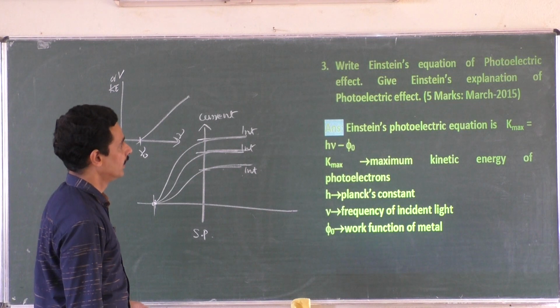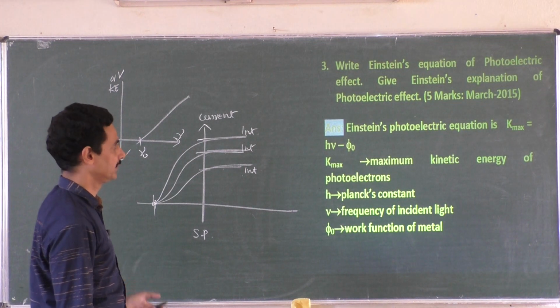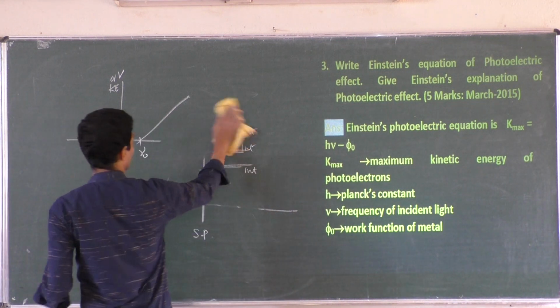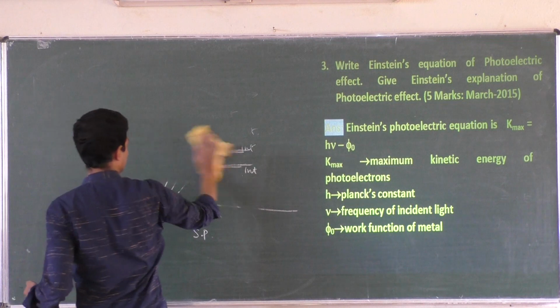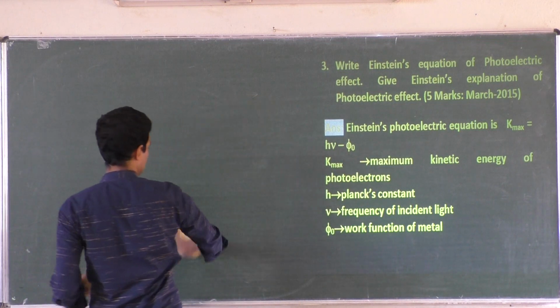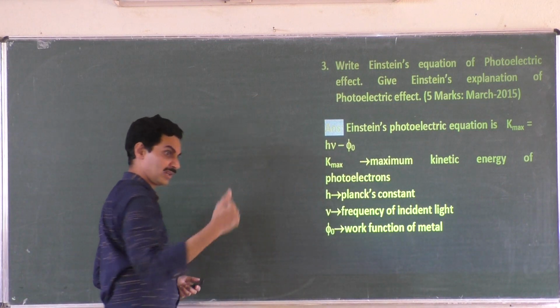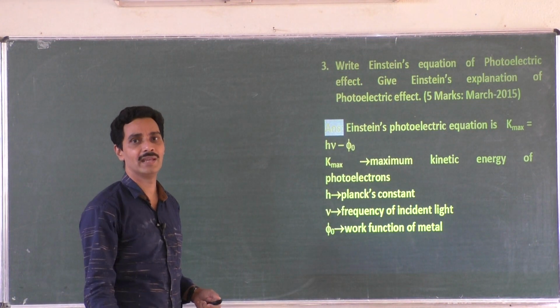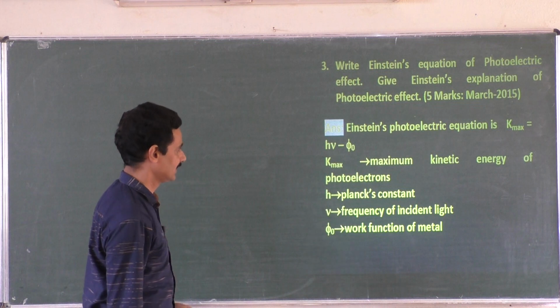Yeah, this is another important question. Write Einstein's equation of photoelectric effect. Give Einstein's explanation of photoelectric effect. Right, and the experimental observations: what observations Leonard Hallwork gave on that, and how did Einstein give explanations? So that is this one.